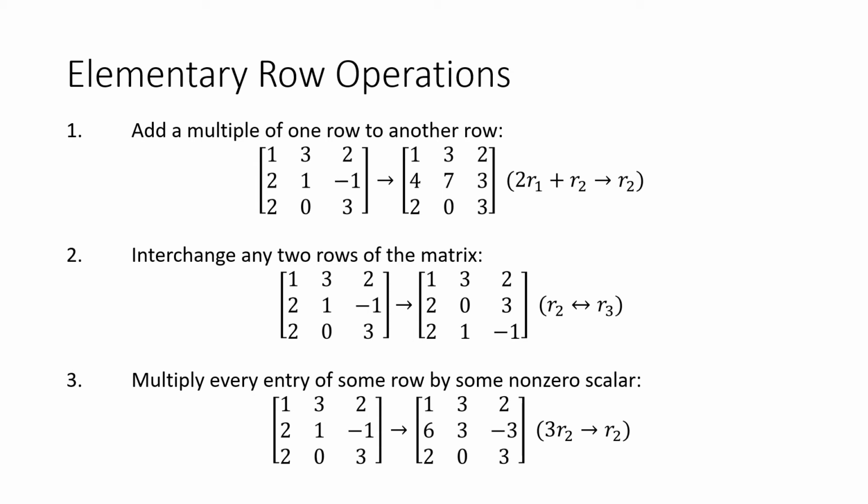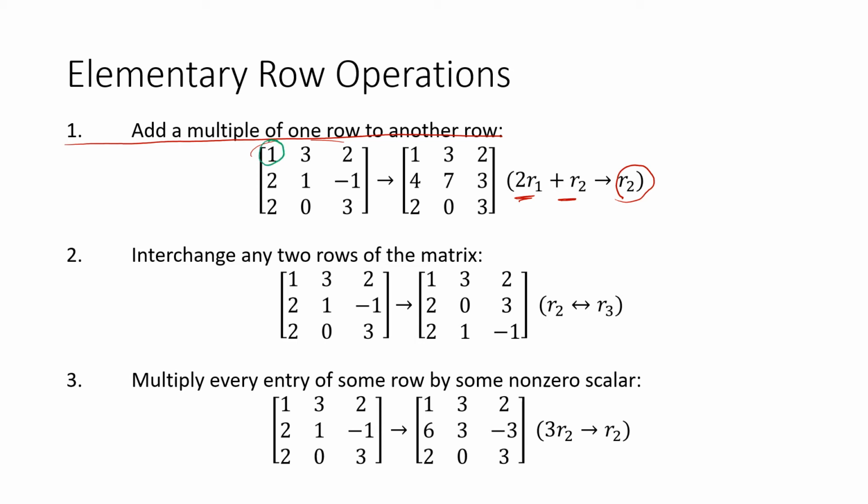You can add a multiple. First off, add a multiple of one row to another row. So in this case, I look at the rows. I have 3 rows in my matrix. What I am doing is I am going to take row 1, double it, multiply every number in there by 2, add row 2, and this becomes my new row 2. So in this case, you take twice row 1 plus row 2.